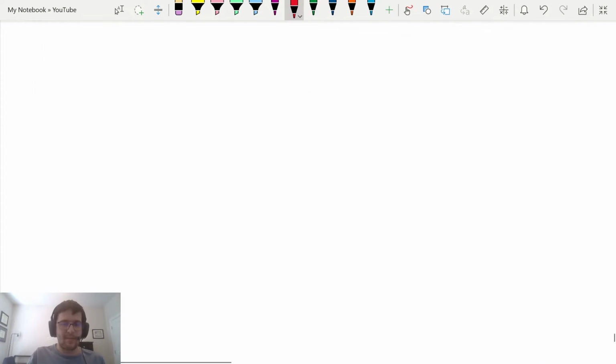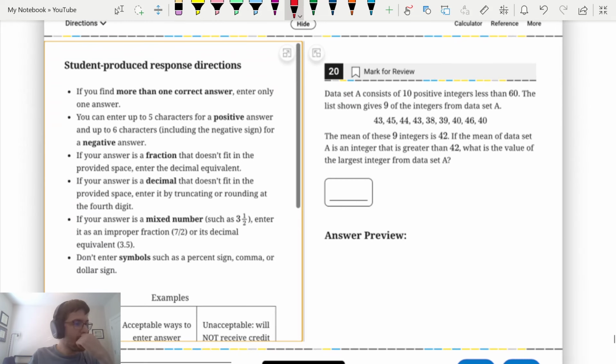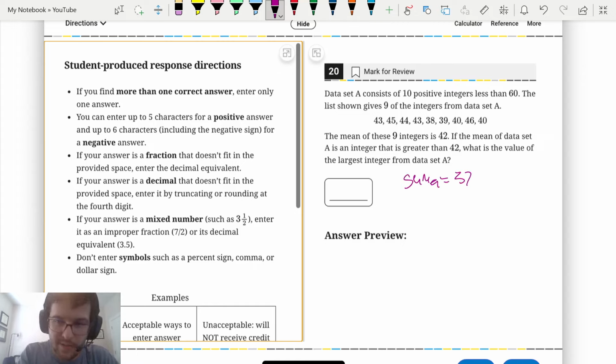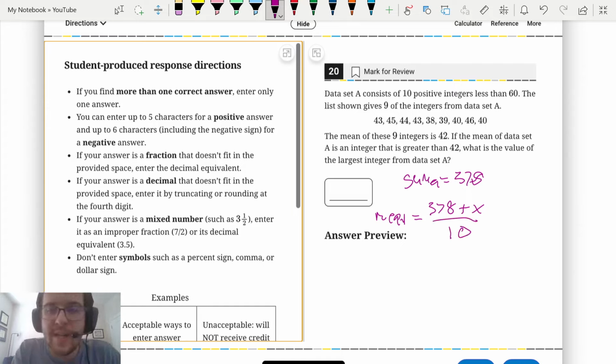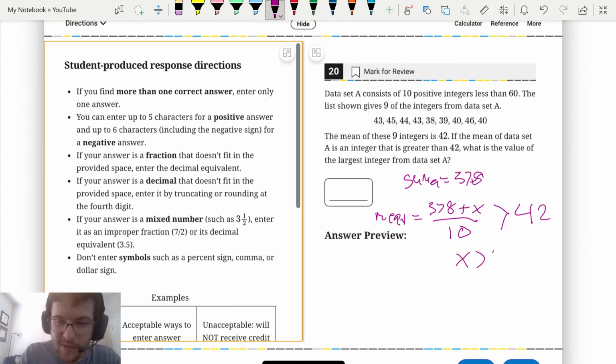All right, we're almost done. There's some hard ones left, but we're almost done. Okay, this one is a pain. So the sum of the 9 integers, you could just add them up on your calculator if you want, is 378. So the mean of the 10 integers is going to be 378 plus x, the 10th integer, over 10. And it says that that mean is greater than 42. So if you solve this, you multiply by 10, 378 plus x is greater than 420, and then you subtract 378, and you get x is greater than 42.